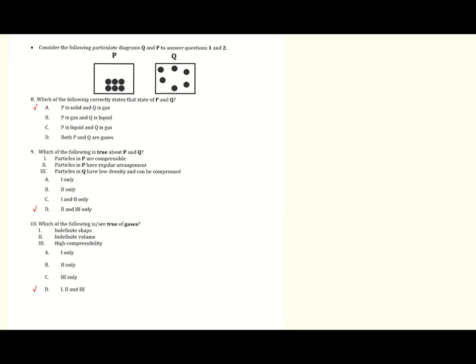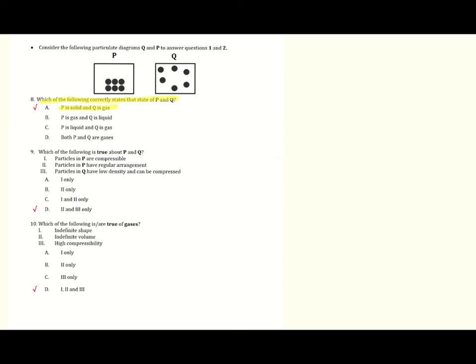Consider the following particulate diagram of Q and P to answer questions 1 and 2. Which of the following correctly states the state of P and Q? P is solid and Q is a gas, right? So this is a correct answer.